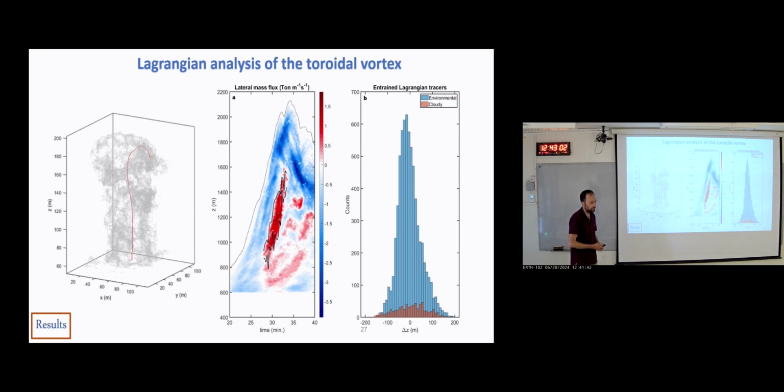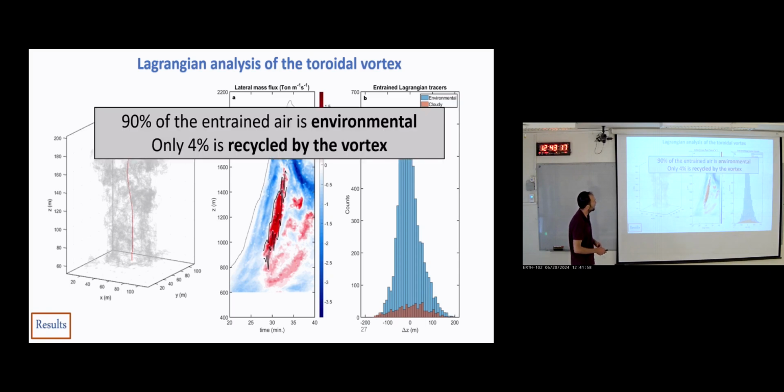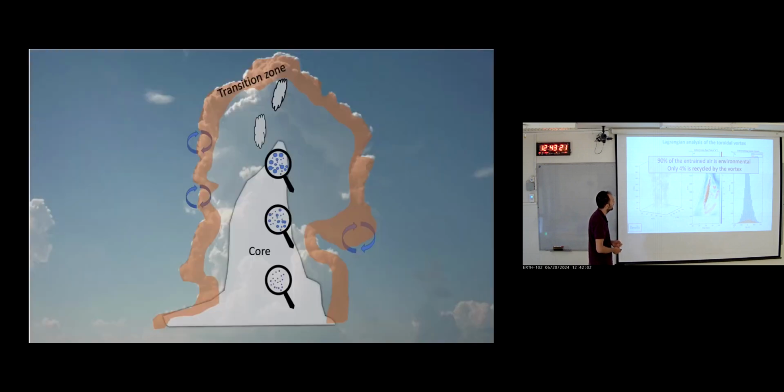Yeah, definitely. You mean the circulation will be larger? Or the amount of drops that come from within the cloud and then recirculate, the recirculation? Yeah, the recirculation will be larger. Of course. So 90% of the entrained air is environmental, only 4% is being recycled by the vortex.